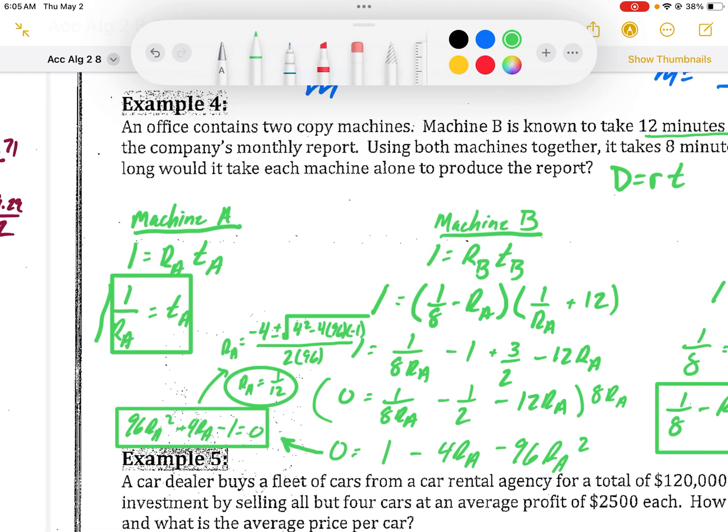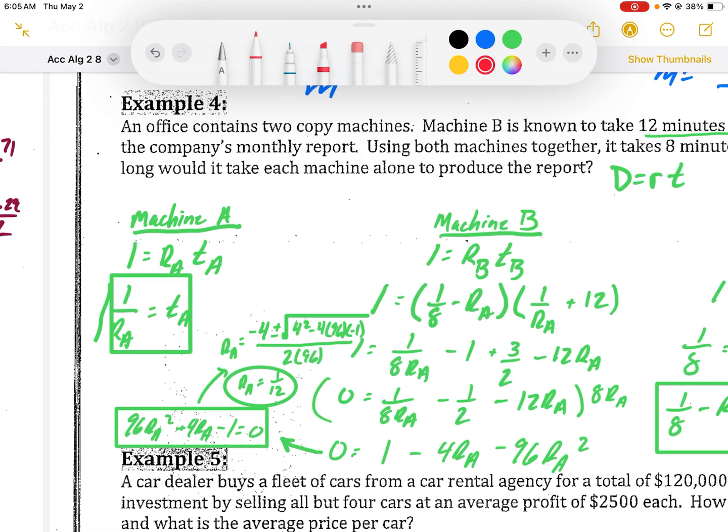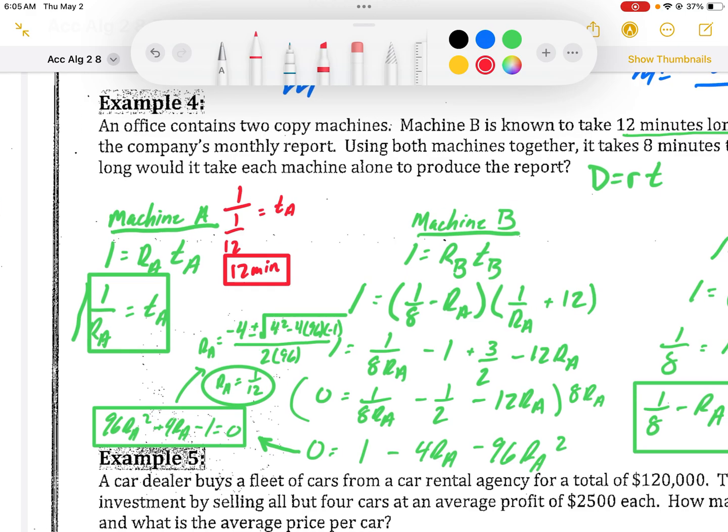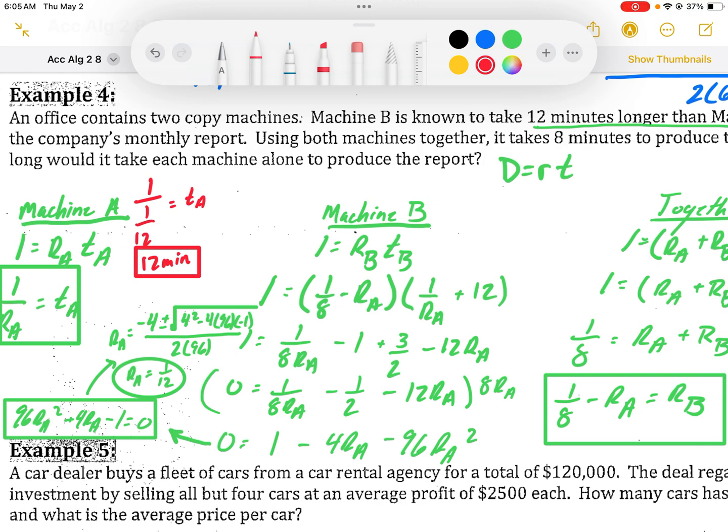Now the question asks, how much time does it take? So for machine A, if I do 1 divided by 1/12, I will get TA, which is the time it takes, which would be 12 minutes. And now that I have that, I can go back and use this little fact, meaning that it'll take me 24 minutes because it takes 12 minutes longer.